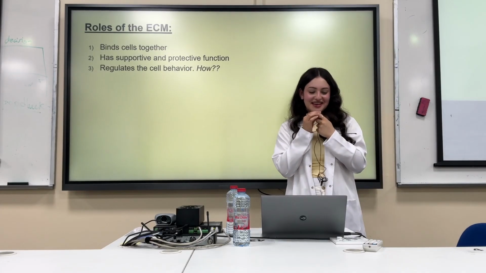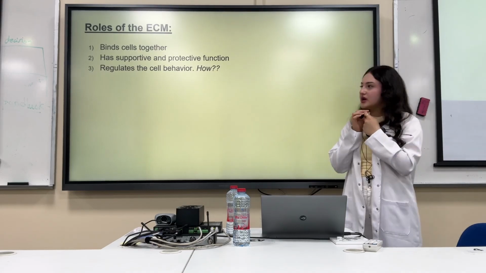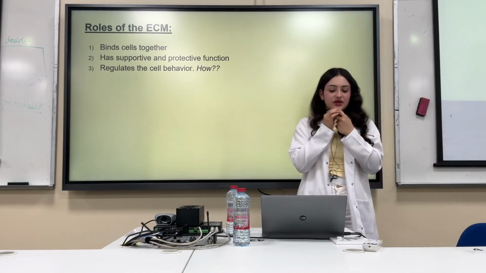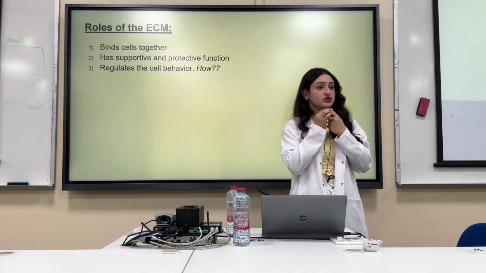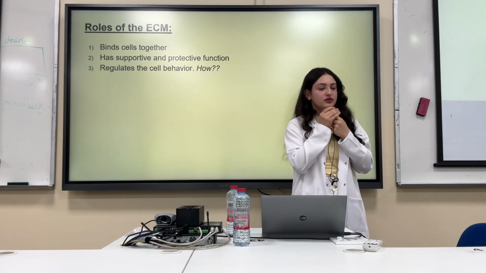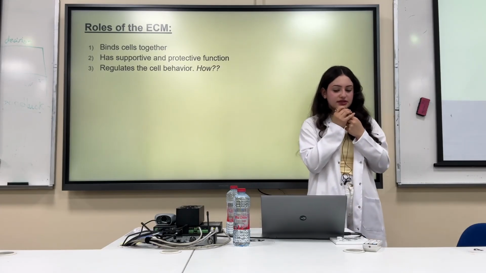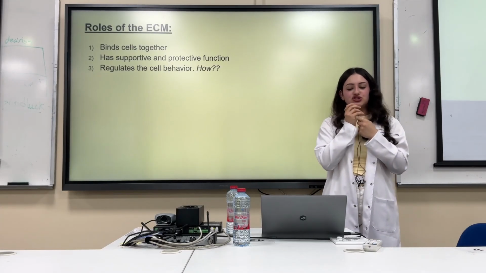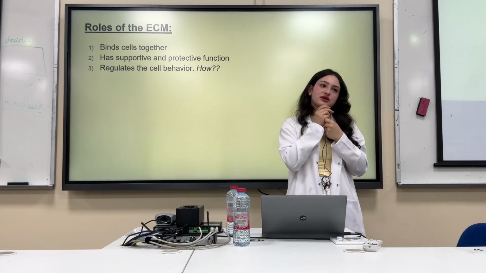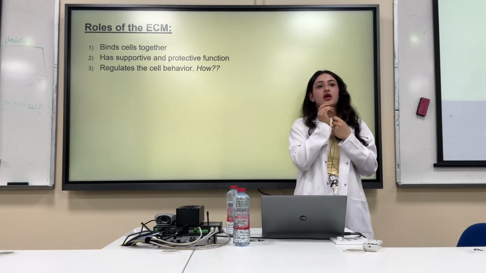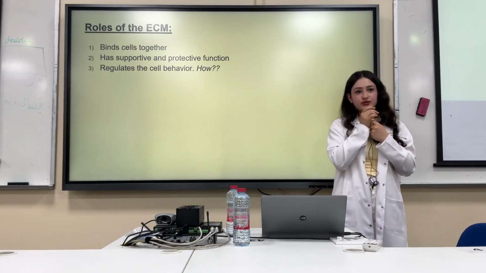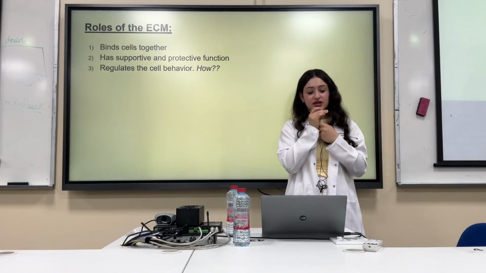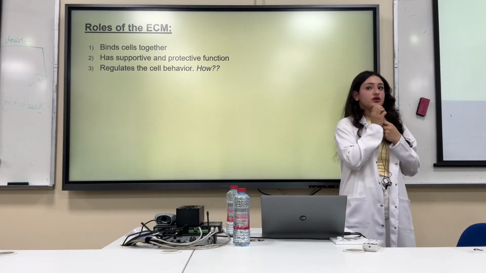Okay. But the roles of the, by the way, guys, we're about to finish. The roles of the extracellular matrix is to bind cells together. It has a supportive and protective function, and it regulates the cell behavior. Yalla, question. How does the extracellular matrix regulate the cell behavior? I'm going to remind you of something. The extracellular matrix has structural proteins, and it has carbohydrates. But how does it regulate the cell behavior?